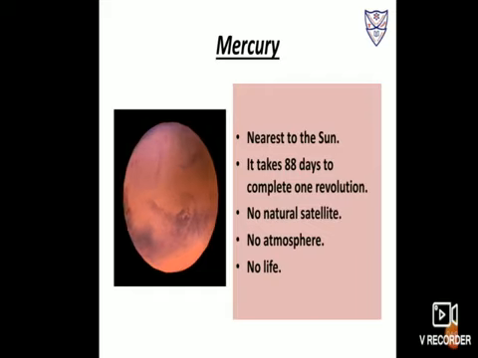Now it has no natural satellite. It is visible just before sunrise in the eastern sky and after sunset in the western sky. It has almost negligible atmosphere. Negligible means almost no atmosphere, so there is no proof of life present on Mercury.